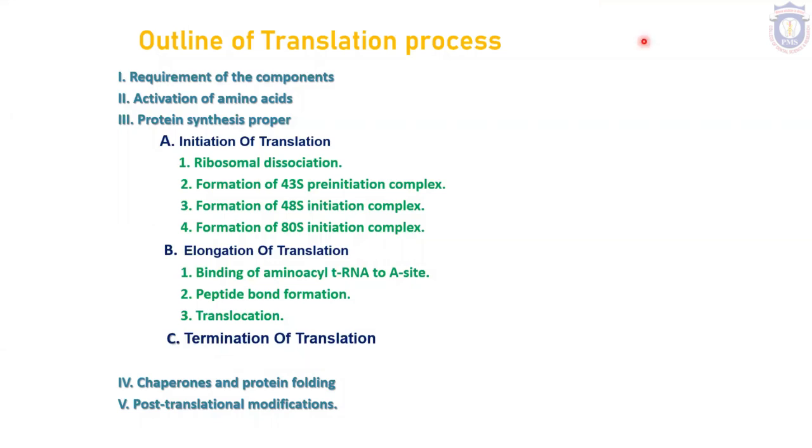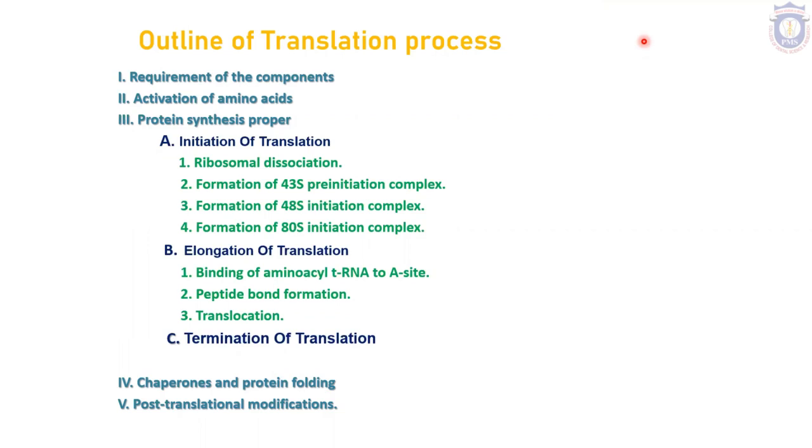Apart from these 3 processes, some additional processes are there like chaperones and protein folding, and finally the post-translation modifications. So ultimately leading to the synthesis of a mature mRNA or tRNA or ribosomal RNA. That is the functional RNAs.